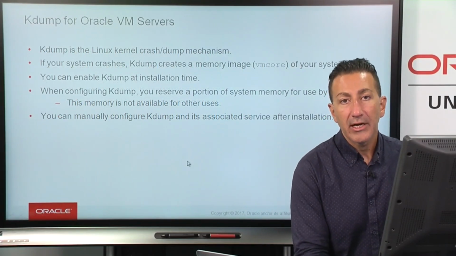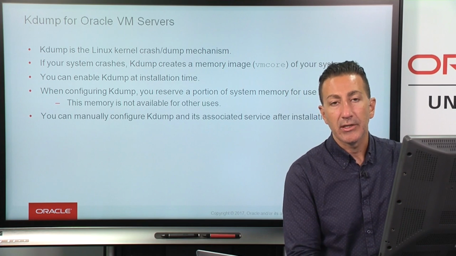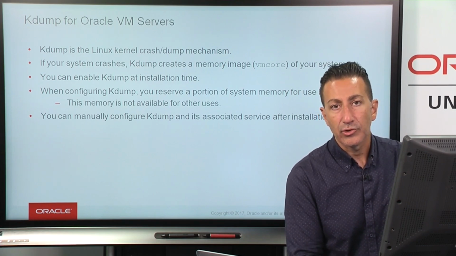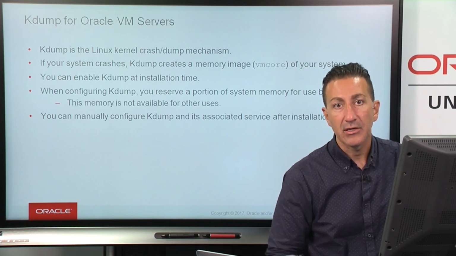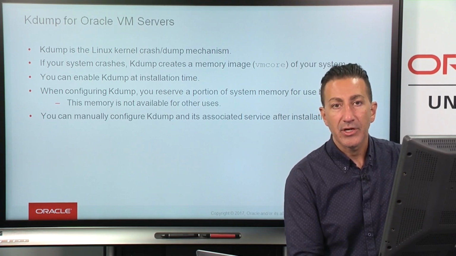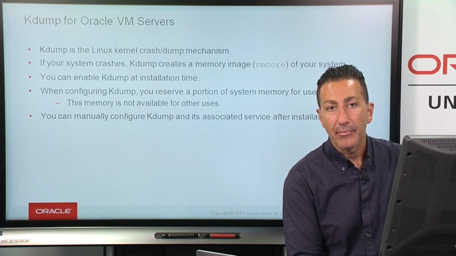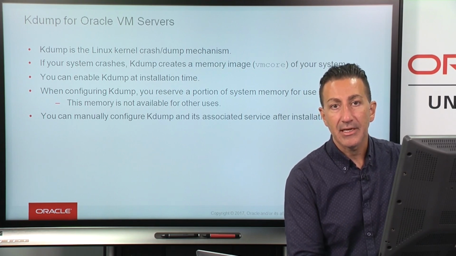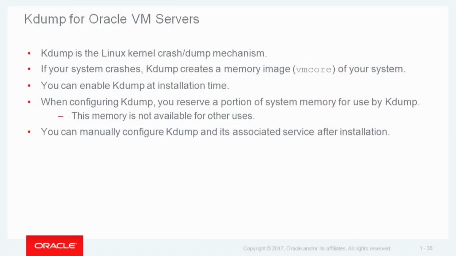Another very important way to troubleshoot is when you are not able to identify the cause, or the Oracle support engineer is not able to identify the cause with, for example, the VMPInfo3 report, the ovm_tools log Python script, or connecting to your host and getting information. You need to be able to create a kernel dump, the kdump, for the Oracle VM server. The kdump is the Linux kernel crash dump mechanism. What it does is basically dump the memory that the server has at this moment into a file, or into a partition. So if your system crashes, kdump creates a memory image, whose name is vmcore, of your system.